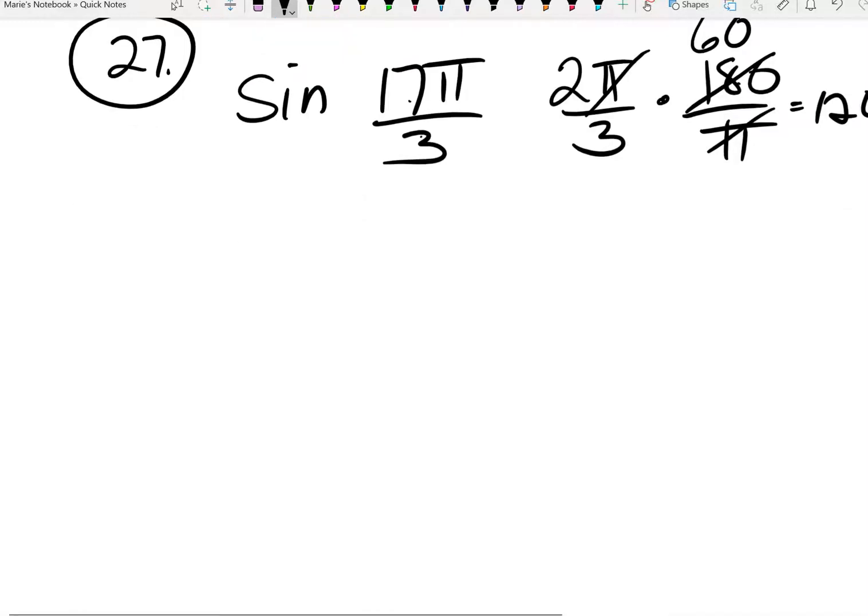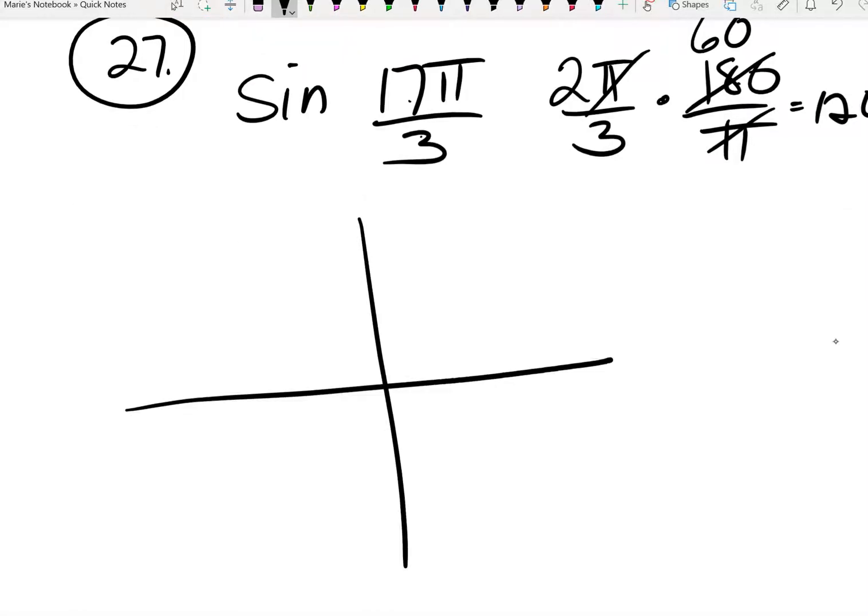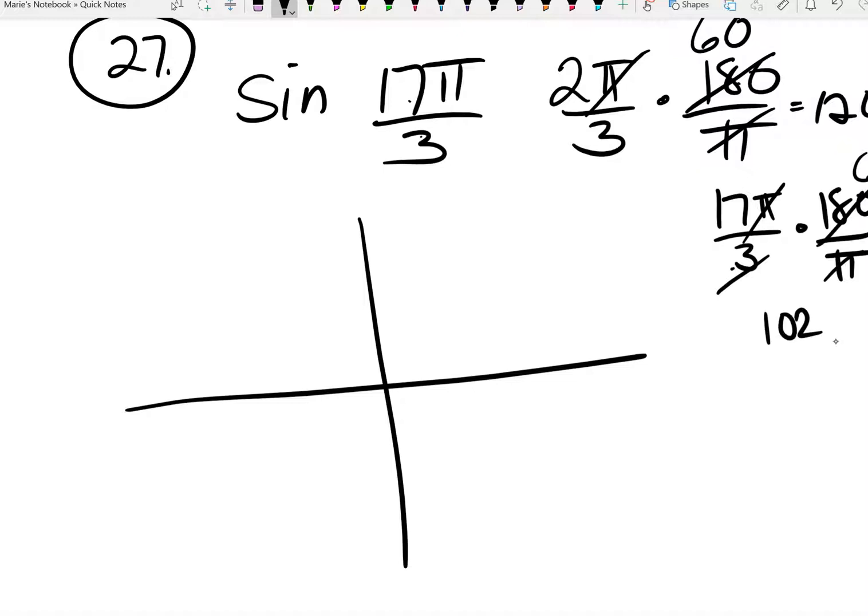So looking at the diagram, I always say draw the picture because it does help. So if I take 17 pi over 3 and I multiply it by 180 over pi, these cancel. 3 goes into 180 60 times. And 60 times 17 is 1,020 degrees. That's a lot of degrees.